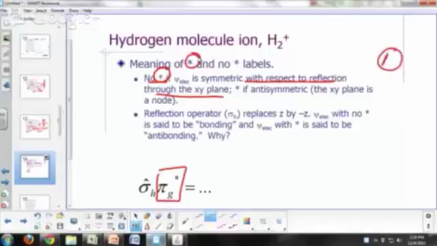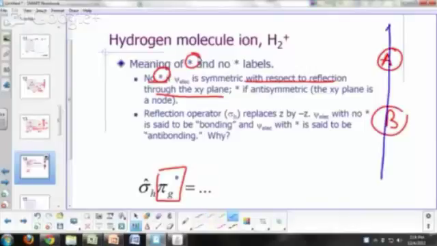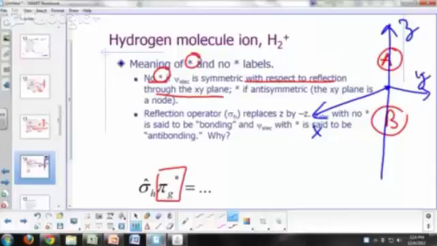So here's your nucleus A, nucleus B. Where's our z-axis? That's the internuclear axis, the line joining the two. Where's our origin? Halfway between nucleus A and nucleus B. This is our x-axis. Your y-axis is right here. If you do a reflection through the xy plane and you end up with a negative of the function, then you put a star in the name of that function. If it's symmetric, then there is no star.